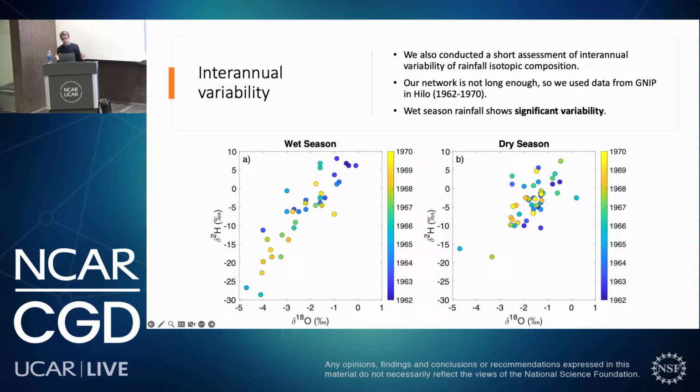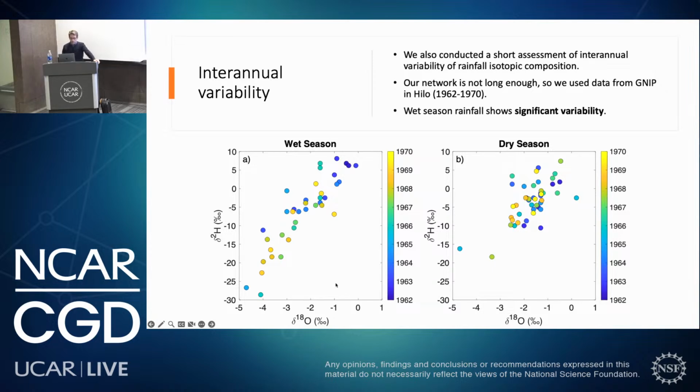As a reminder, GNIP collected from 1962 to 1970. It was not on Oahu, it was in Hilo, but Hilo is on the Big Island, so it's fairly close. And it collected monthly instead of weekly. Nevertheless, for some of the things that we want to look at, I think this might still be a fairly good data set.